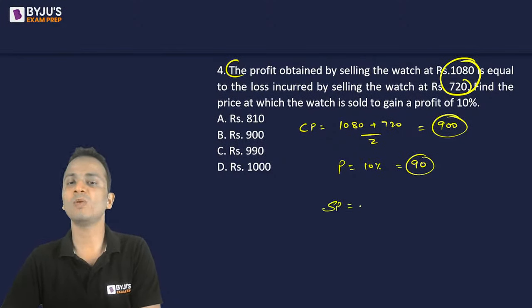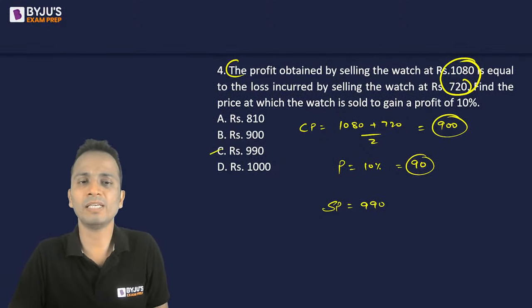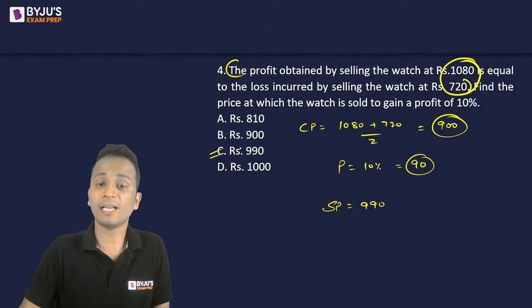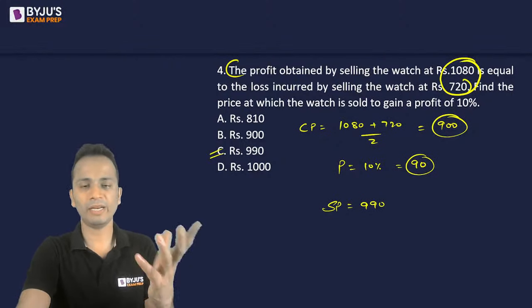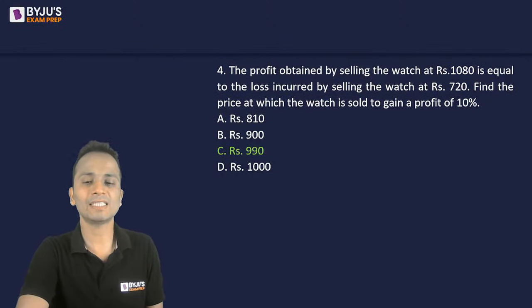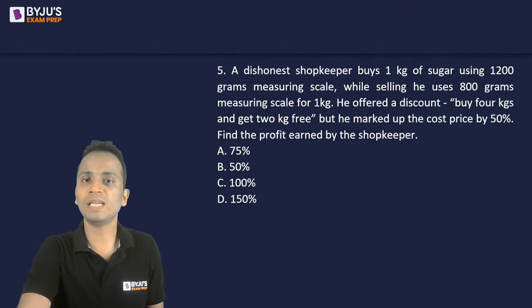So selling price will be equal to 990. So profit is 90, cost price is 900, then the selling price will be equal to 990. Option C will be the correct answer. Okay, plenty of students have given option C as the answer. All right, good. Now let's move on to the next question.